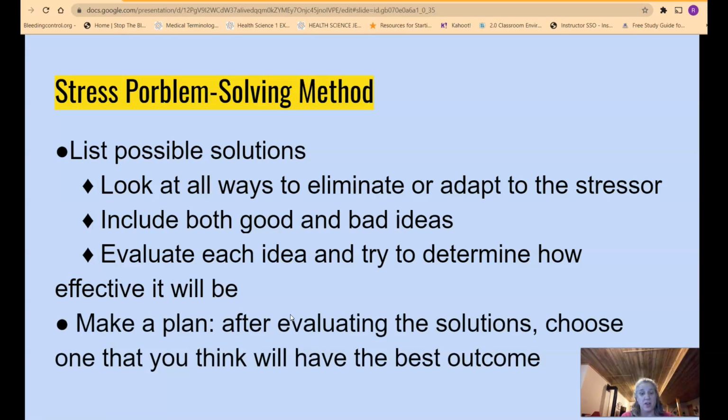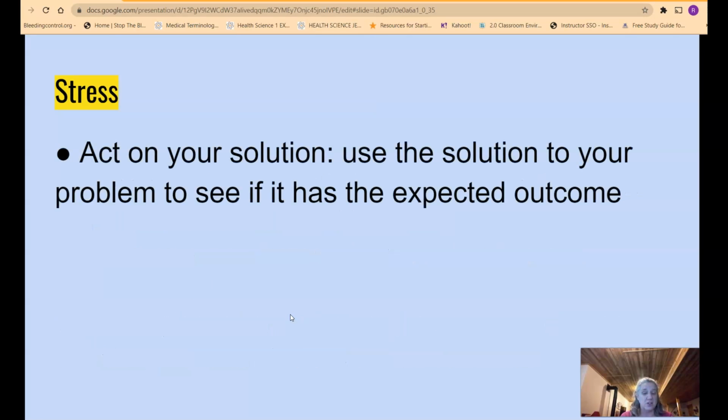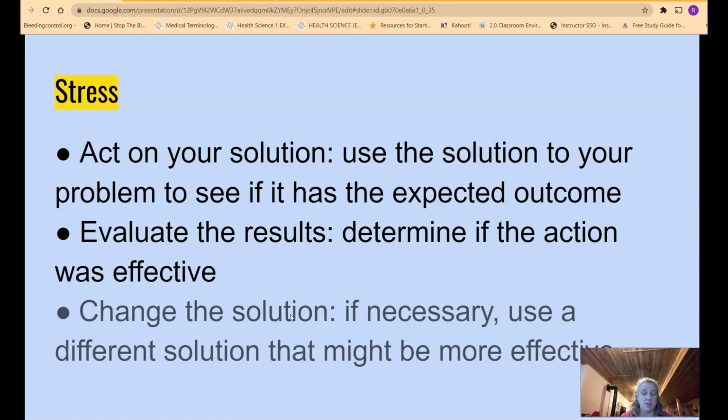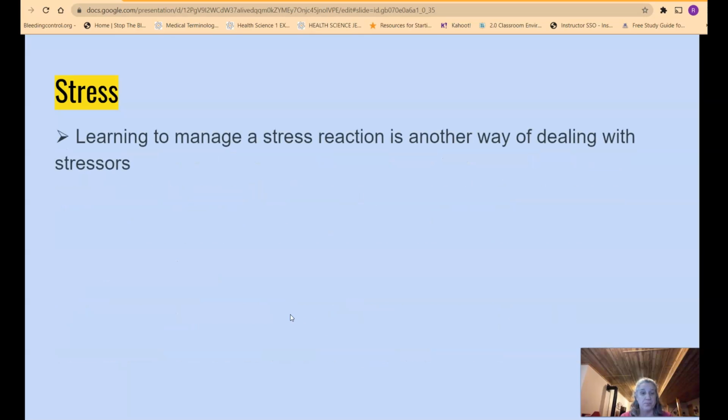Make a plan. After evaluating the solutions, choose one that you think will have the best outcome. Act on your solution. Use the solution to your problem to see if it has the expected outcome. Evaluate the results. Determine if the action was effective. Change the solution. If necessary, use a different solution that might be more effective.